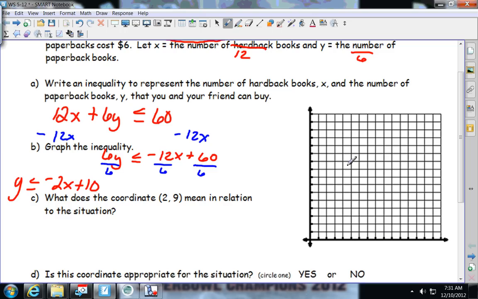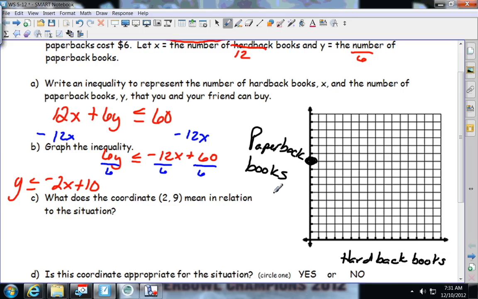Okay, so now right here on my graph, X is the number of hardback, right? Yes, X is the number of hardback, so I'm going to put hardback books. And Y is the paperback. To start by graphing, the y-intercept is at 10, so I'll go up 1, 2, 3, 4, 5, 6, 7, 8, 9, 10, and put a dot.